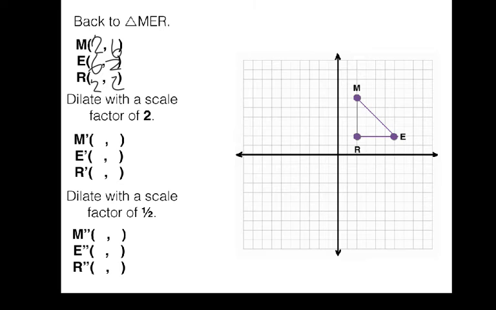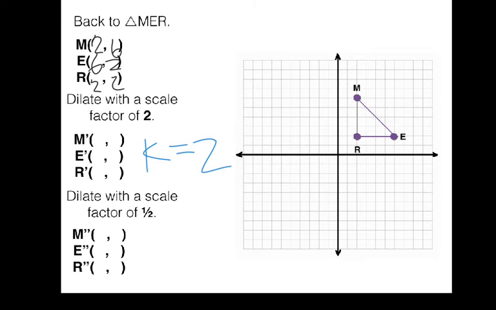Next up, I'm going to look here. Dilate with a scale factor of 2. This means my K is, that's right, 2. People have been asking, where do you get the scale factors from? Well, they should just be in the question. In this case, it happens to be 2.